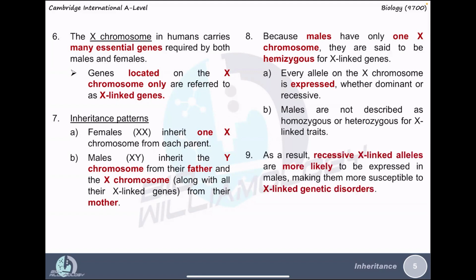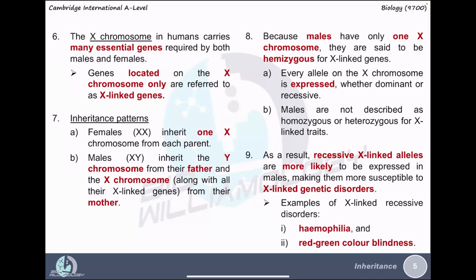As a result, recessive X-linked alleles are more likely to be expressed in males compared to females. Why? Because for a male, one copy of the X-linked allele will be expressed, and it may cause X-linked genetic disorders, such as hemophilia, as well as red-green color blindness.